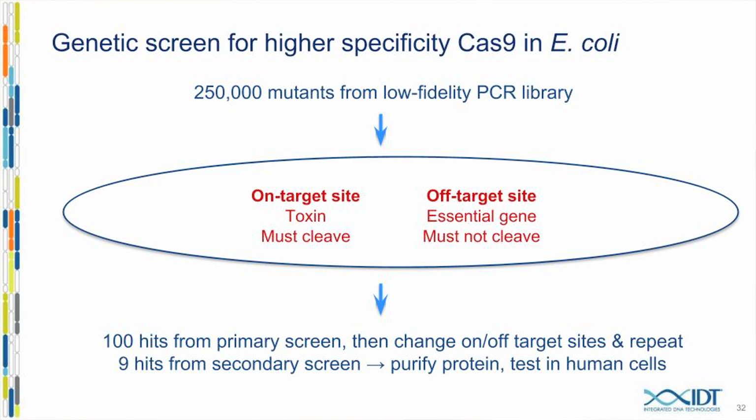And we wanted this for RNP because, let's face it, if you're going to do medical editing, you're not going to put plasmid in. So we developed a new screen. We made a mutant library of 250,000 Cas9 mutants and put it into bacteria that had two plasmids in it.